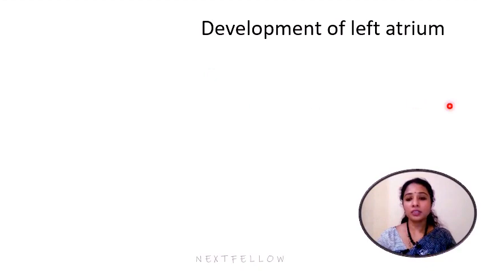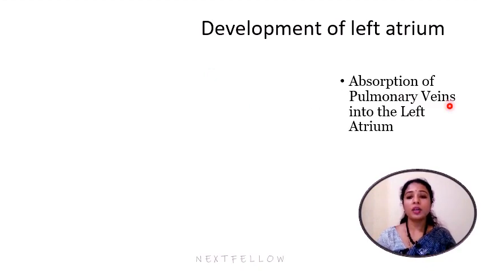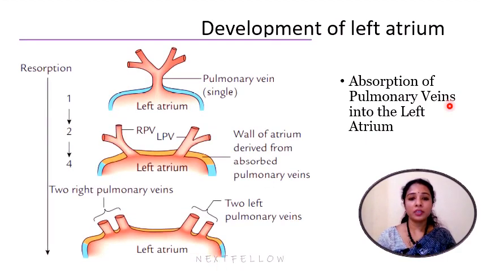So let us discuss the development of the left atrium, absorption of pulmonary veins into the left atrium. Initially a single large pulmonary vein opens into the left atrium, and it then divides into right and left pulmonary veins. Each of these further divides into branches before entering the corresponding lung. In this way, the four pulmonary veins are formed.